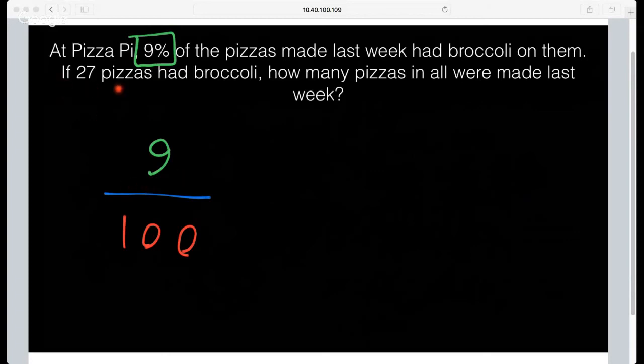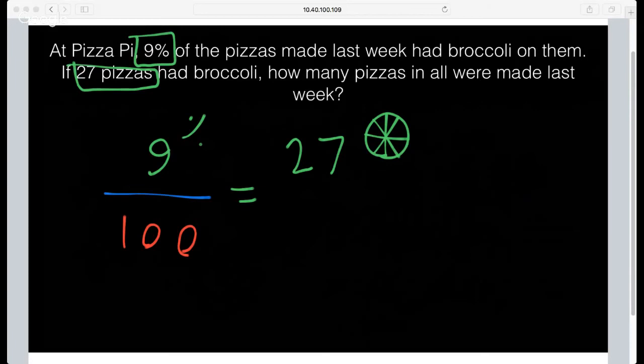If 27 pizzas had broccoli, so this 9% is equivalent to 27 actual pizzas. Oh, so I can stop right there and identify, hey, that's another part. That's this part, right? These are the actual pizzas over here. This is the percentage over here. So 27 pizzas had broccoli. There's the 27. That's 9%. How many pizzas in all? Oh, well, duh. We didn't even need to be asked that question, essentially. I mean, because we can see that this is the missing part, so this is what we need to find.